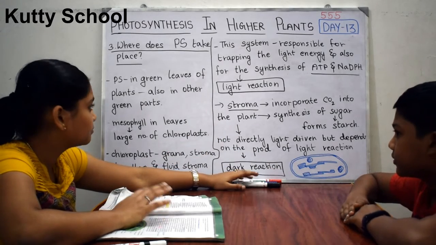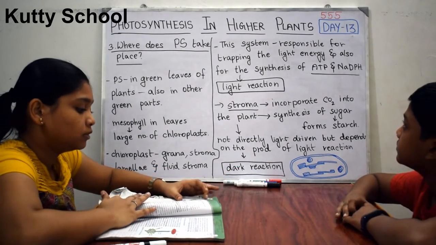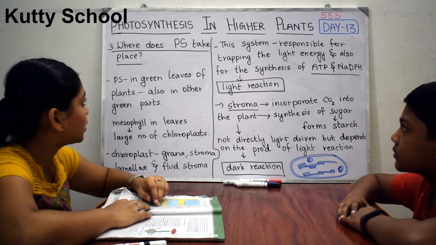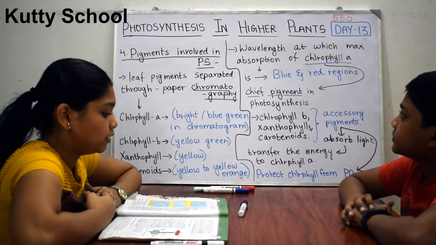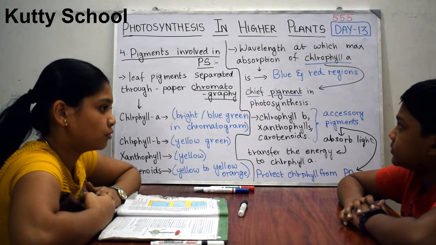Next we will see how many pigments are involved in photosynthesis. That is our next topic. Now we are going to see what the pigments involved in photosynthesis are.